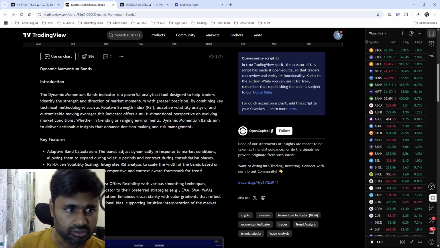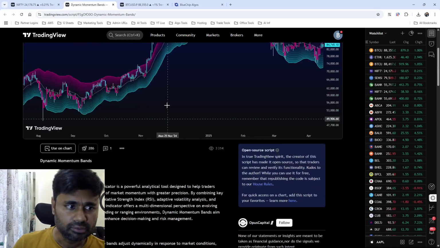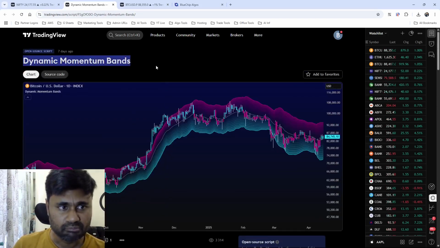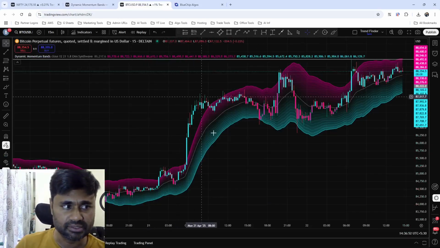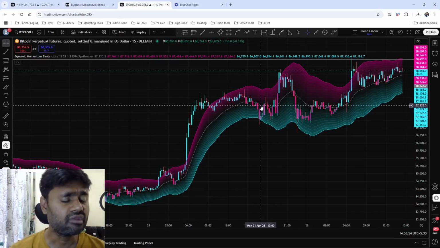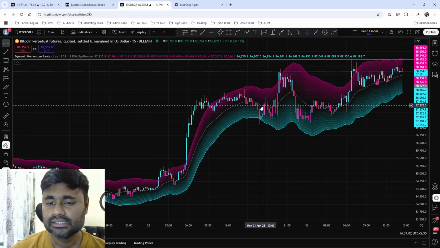First of all, we need to give credits to the person who developed this. That's Opus Capital. You can type Dynamic Momentum Bands in the TradingView indicator section, and you get this indicator. Once you add it, you see something like this. It's like a band, like Bollinger Bands. We all know Bollinger Bands, right? This is also kind of that, but this is developed out of RSI.